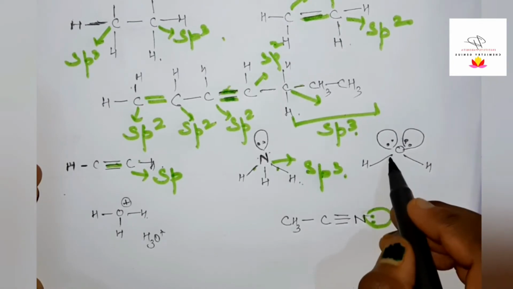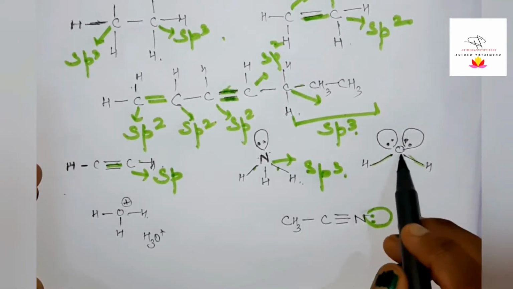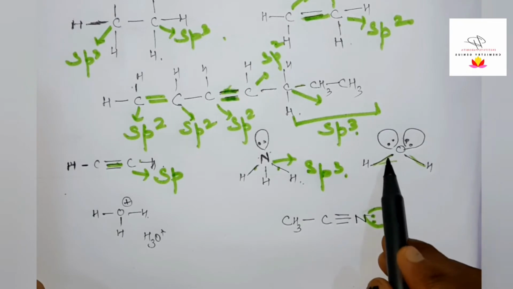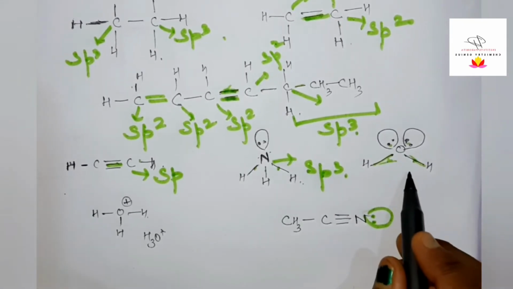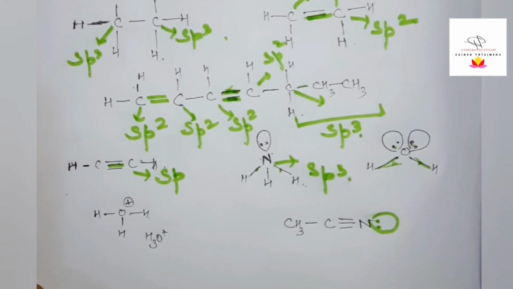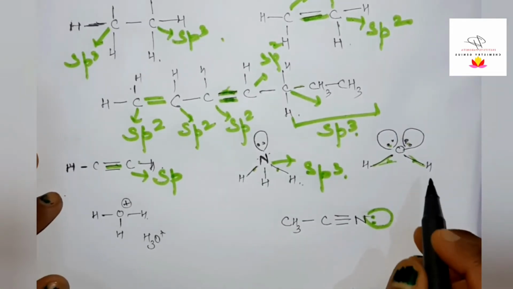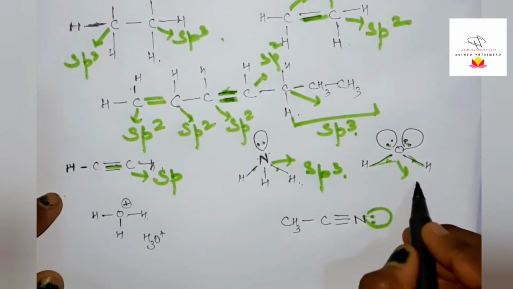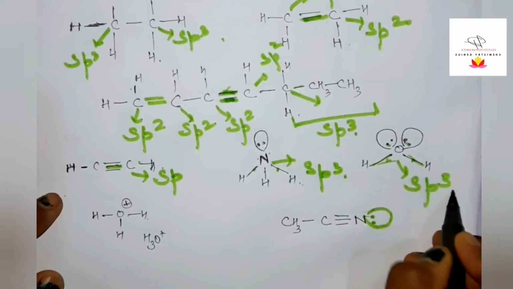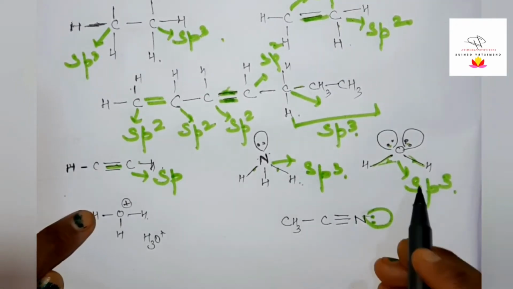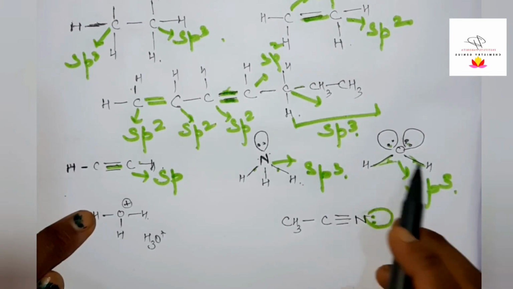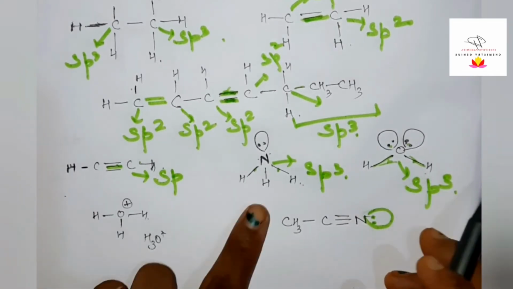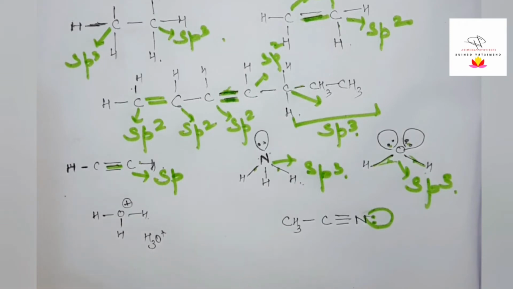And here also, this one is the water molecule. Here we have 2 sigma bonds and 2 lone pairs. The total number of bonds again comes to 4. Again this oxygen is sp3 hybridized. The shape of water is bent, and the shape of ammonia is tetrahedral. Why?